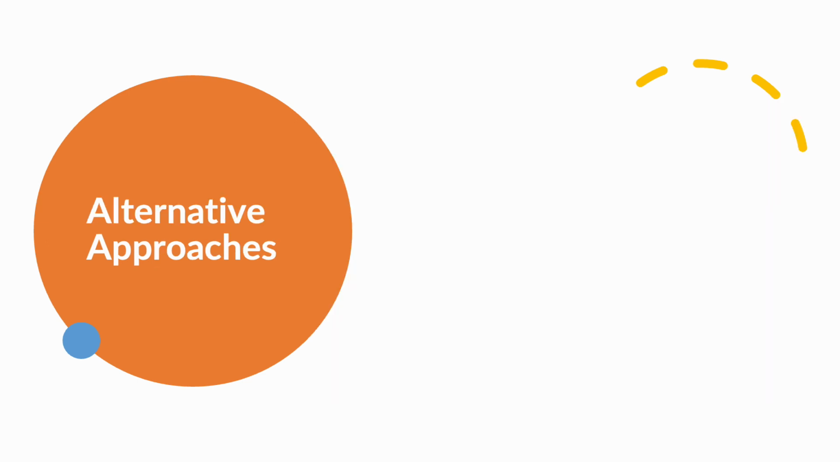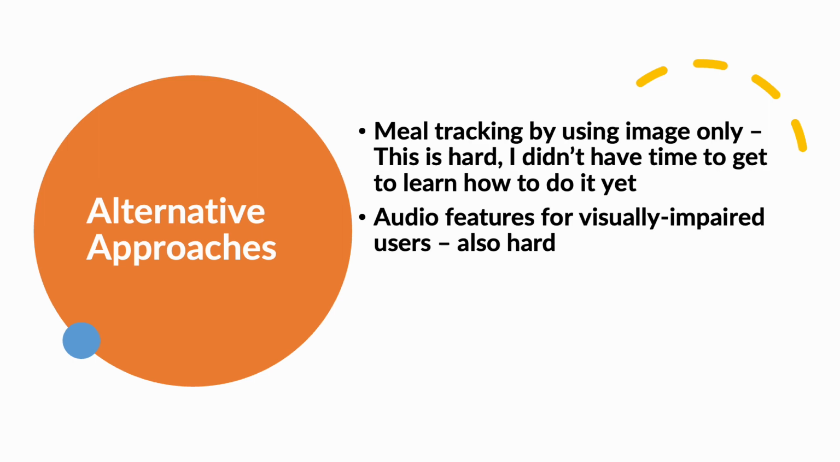Alternative approaches. During the design process, I considered other ideas. The first one is meal tracking by using images of the food. This is a very attractive feature because during my immersion activity, I found that food tracking can be very troublesome. But I found this is very hard and I didn't have time to learn and implement it. So I focused on meal planning instead.